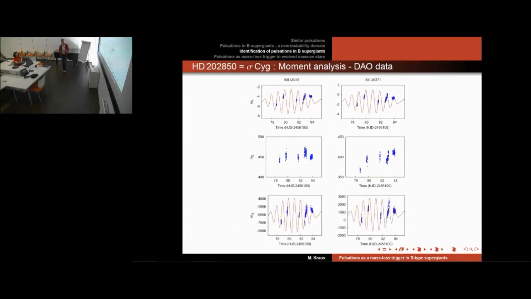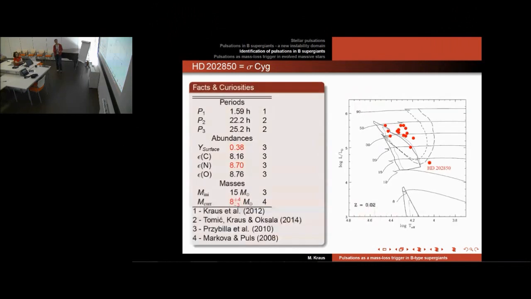From the DAO data, that had worse quality. But still, we could see there's a lot of variation going on within one night. Here you can see first moment, third moment. Again, they vary in phase, but the data were not good enough to perform a better analysis. So all we found are two suspicious periods. Both have about one day, so it's maybe due to aliases. We have to confirm or deny these two periods. But it's also clear from the on-GEOF data there must be more positional periods inside this star.